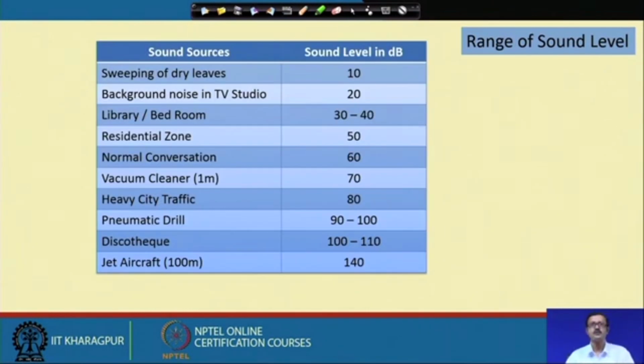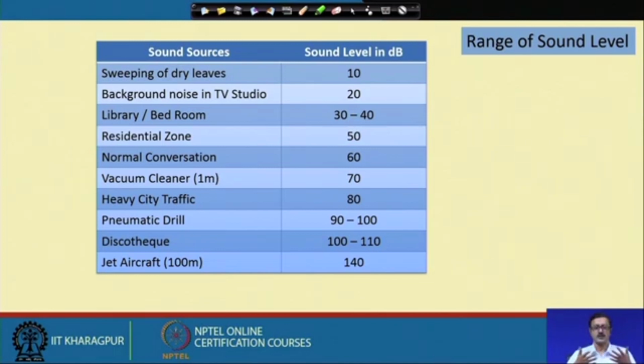I have listed down some sound levels in dB, just to give you an idea of what dB levels exist in our day to day life. The sweeping of dry leaves is a very low level of sound, around 10-15. A background noise in a television studio, where broadcasting or telecasting is happening, requires a very low sound level, prescribed as 20 decibel. Library, a very quiet area, or bedroom, 30 to 40 is recommended. Residential zone is recommended as 50.